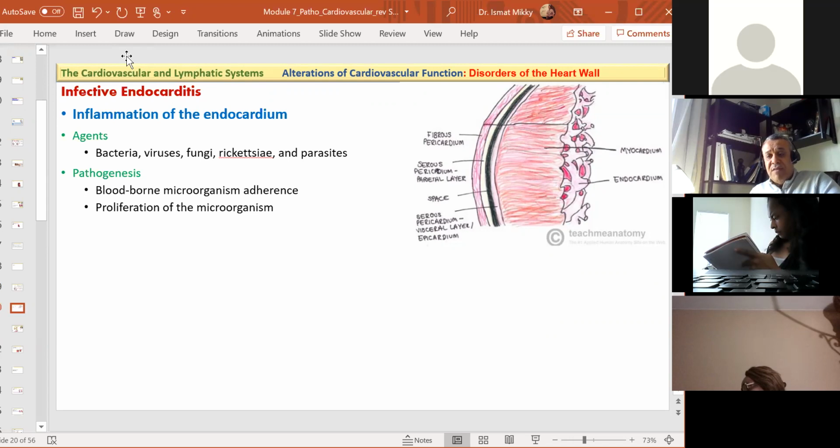Infective endocarditis is the inflammation of the endocardium, the inner layer or lining of the heart. It can be caused by bacteria, viruses, or other microorganisms. It's blood-borne microorganism adherence. So a patient may develop this from, let's say, a UTI and then become septic, or septicemia, or any other blood infection. Then that same bacteria from the blood will travel to the heart and cause this disease.